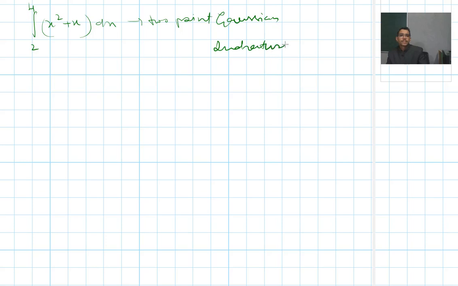Means we want to evaluate the integral from 2 to 4 of x dx using the 2-point Gaussian Quadrature formula, right? So let us have a look at how this can be done with the help of this formula which we have derived here.